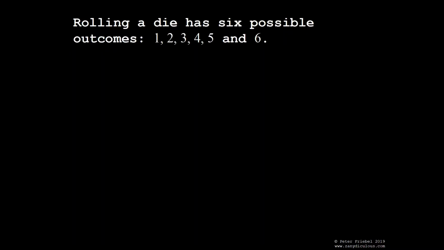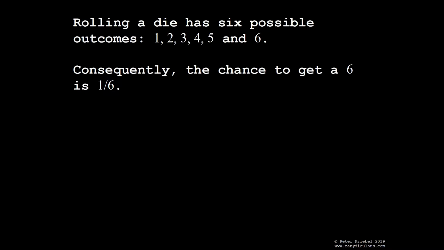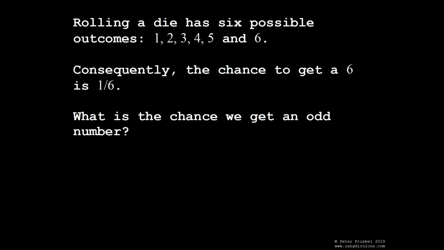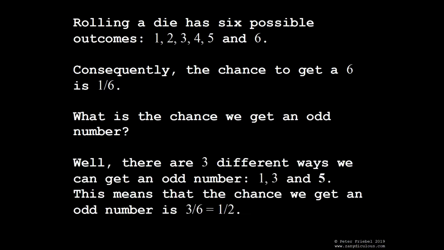Rolling a die has 6 possible outcomes: 1, 2, 3, 4, 5 and a 6. Consequently, the chance to get a 6 is 1/6. What is the chance we get an odd number? Well, there are 3 different ways we can get an odd number: 1, 3 and 5. This means that the chance we get an odd number is 3/6, or half.